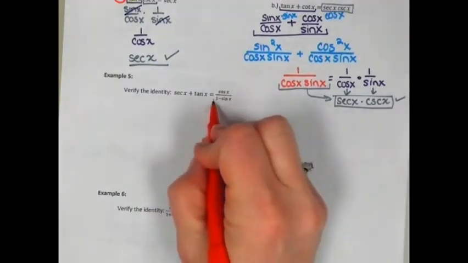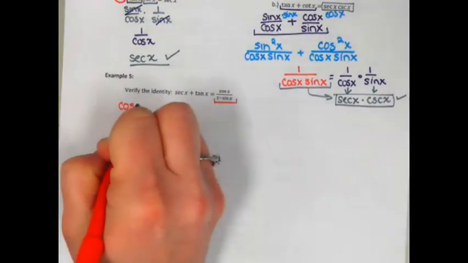All right, verify the identity of secant x plus tangent x equals cosine x over 1 minus sine x. Which one do you think is more complicated than this one? The division one, right? The one that has the fraction in the denominator, right? Or the addition in the denominator. That's technically subtraction, but that's okay.